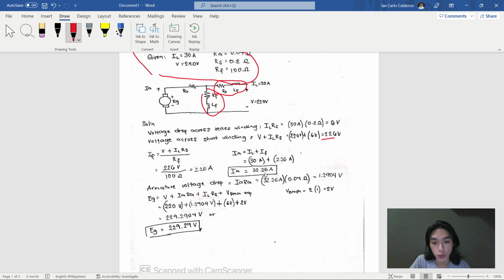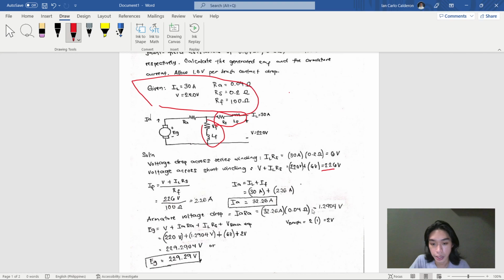and we get the value of 32.26 amperes. So for the second part of this problem, armature voltage drop, I sub A multiplied by R sub A. For the armature part, 32.26 amperes times 0.04 ohms, multiplied to each other, and we get the value of 1.2904 volts. Next, we need the KVL. We need to do KVL, and we get this equation.